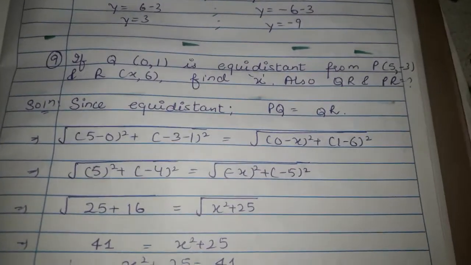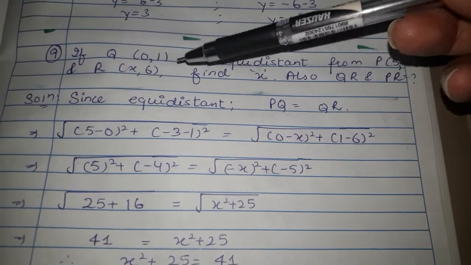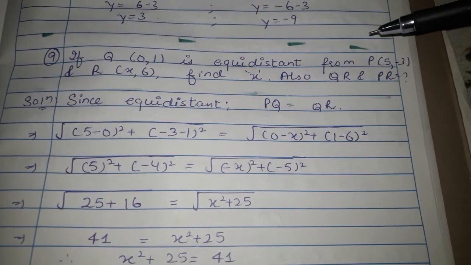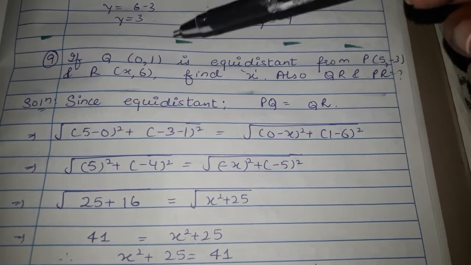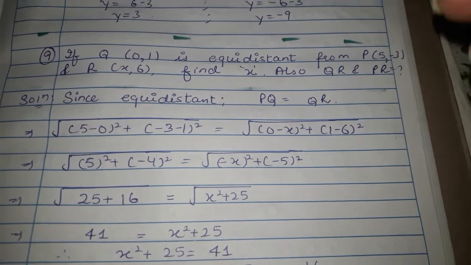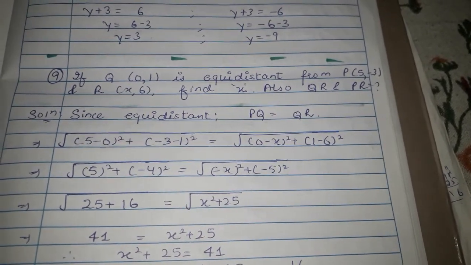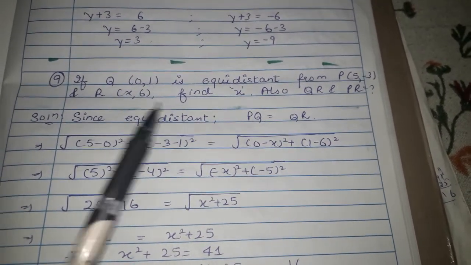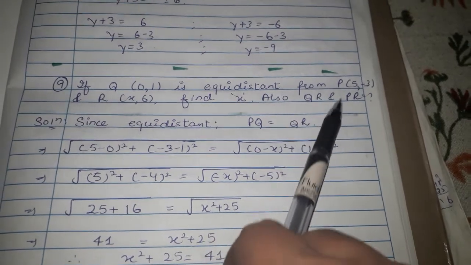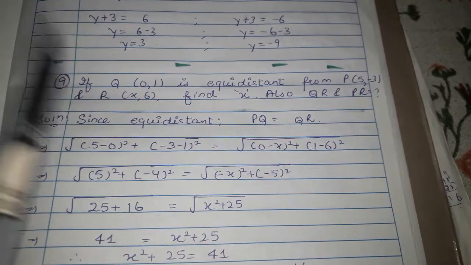Now the next question: if Q (0, 1) is equidistant from P (5, -3) and R (x, 6), we have to find this x as we have done in the previous question, and we have to find QR and PR after finding the value of x.